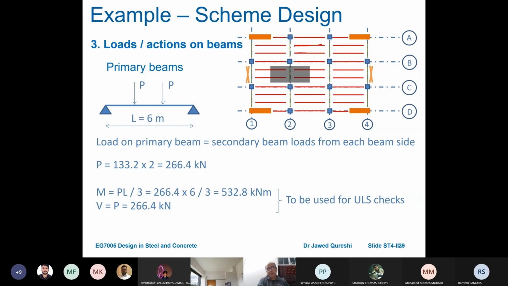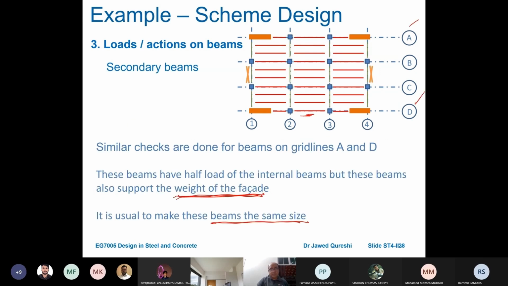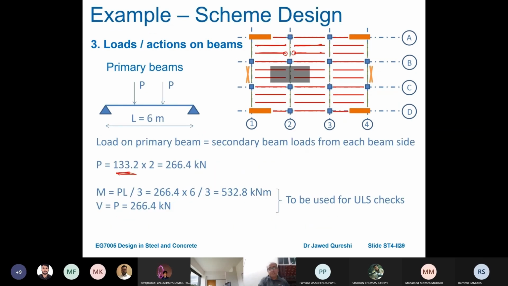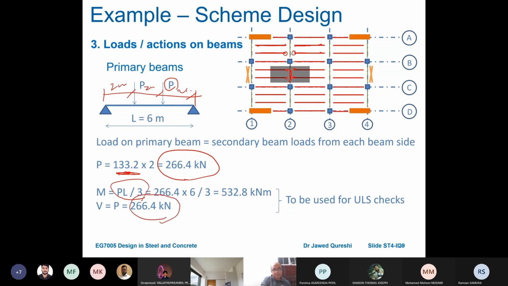Secondary beams are acting on primary beams as point loads. Reaction from this and this has to be added. So the reaction earlier was 133.2 from secondary beam. So that reaction has to be multiplied by 2, because if I have 2 point loads, the formula for its moment is PL over 3. Shear force is going to be equal to only P. This is your moment. These are the checks that we will need for ultimate limit state.